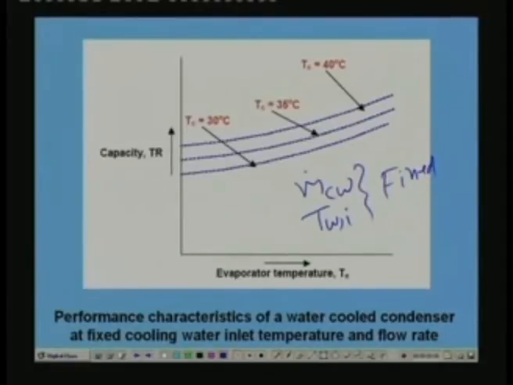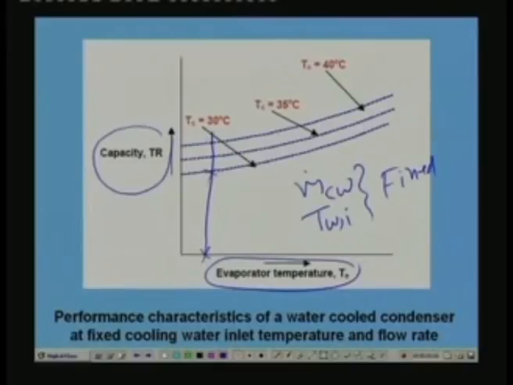Okay, and here we plot refrigeration capacity in terms of evaporator temperature. One thing you can notice here is that at a given evaporator temperature, as the condenser temperature increases, the capacity increases. That means QE is increasing as Tc is increasing. Why, as Tc increases, does QE increase?